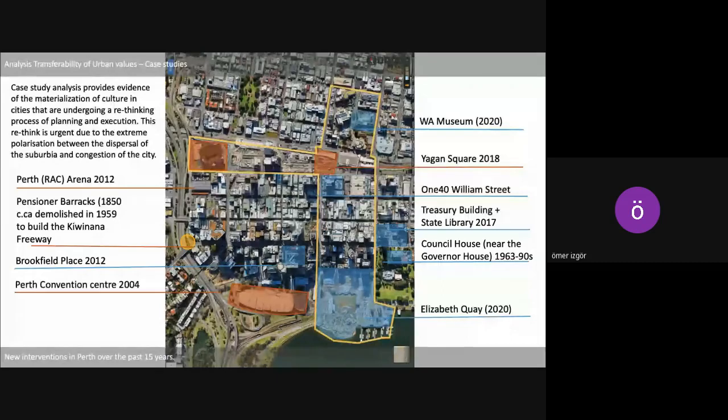What's our responsibility, I mean, as designers, city planners, architects? What's our responsibility for the future? What can we do?